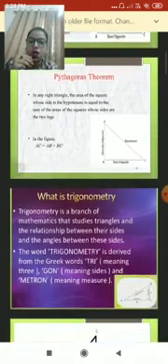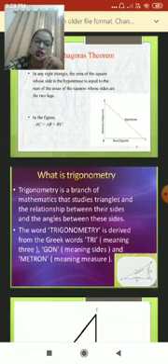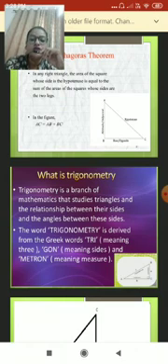Now let us talk about our topic, that is trigonometry. What do you mean by trigonometry actually? Trigonometry is the branch of mathematics that studies triangles and the relationship between their sides and the angles between these sides. As you can see in the picture, there is a right angle triangle ABC, right angled at C. When you talk about any two sides and the angle formed between them, the study of that relation is called trigonometry.